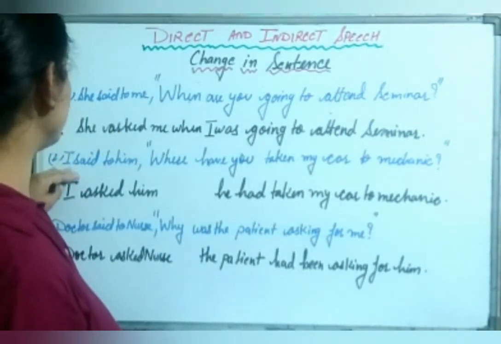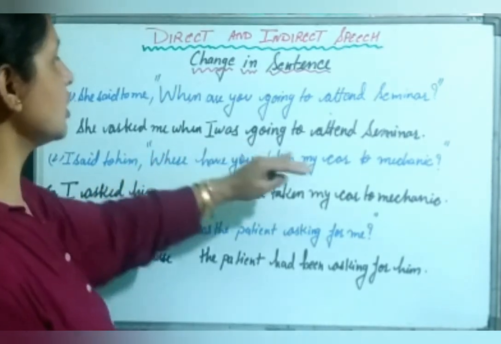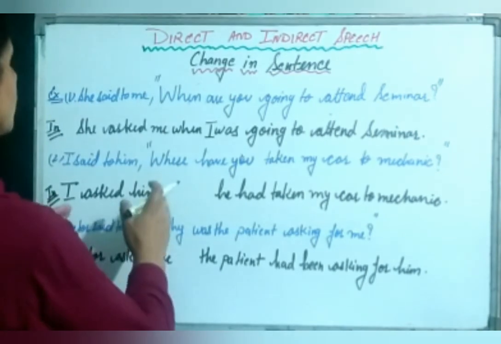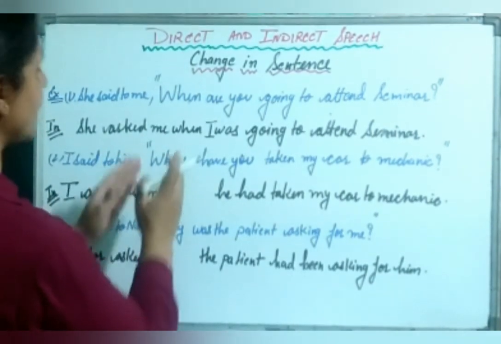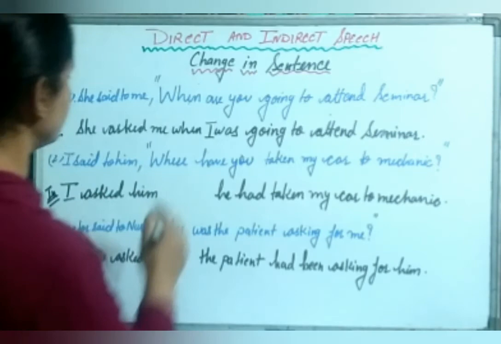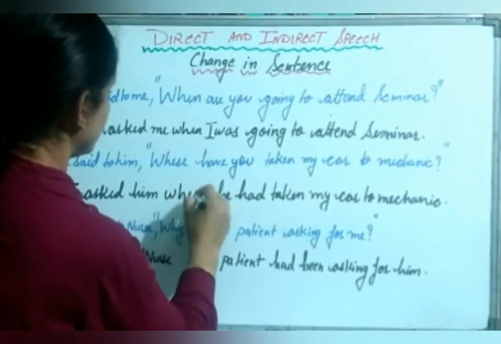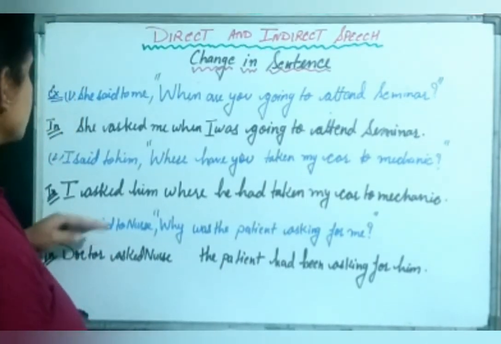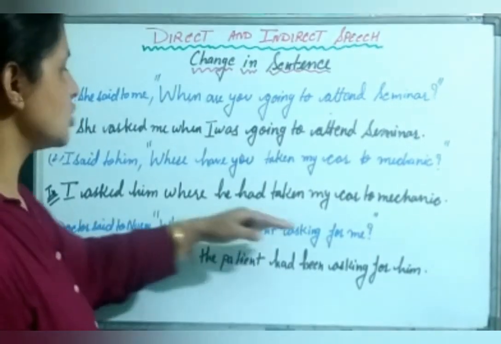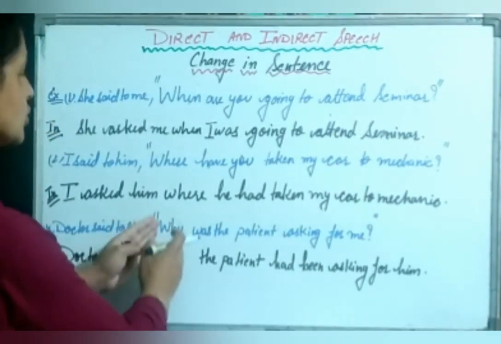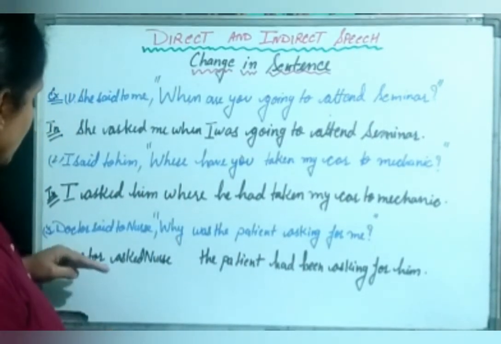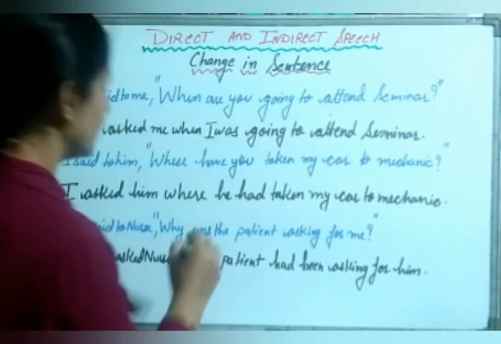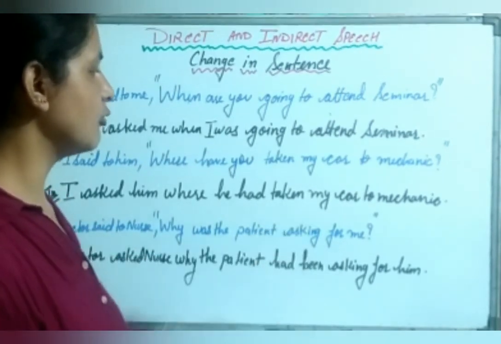Then in the second example, I said to him, "Where have you taken my car to mechanic?" While converting it into indirect speech, we are going to use this question word as the connector. I asked him where he had taken my car to mechanic. Then doctor said to nurse, "Why was the patient asking for me?" Again, this question word we are going to use as the connector. See, doctor asked nurse why the patient had been asking for him.